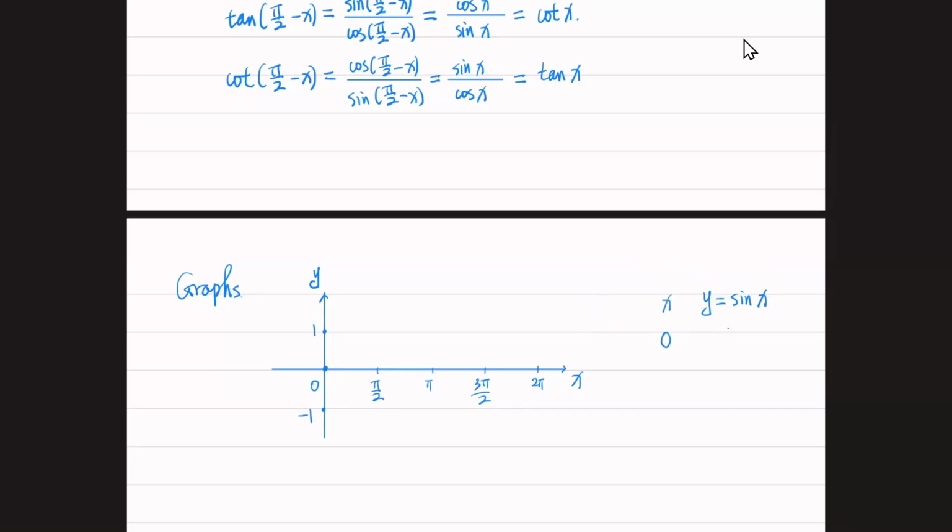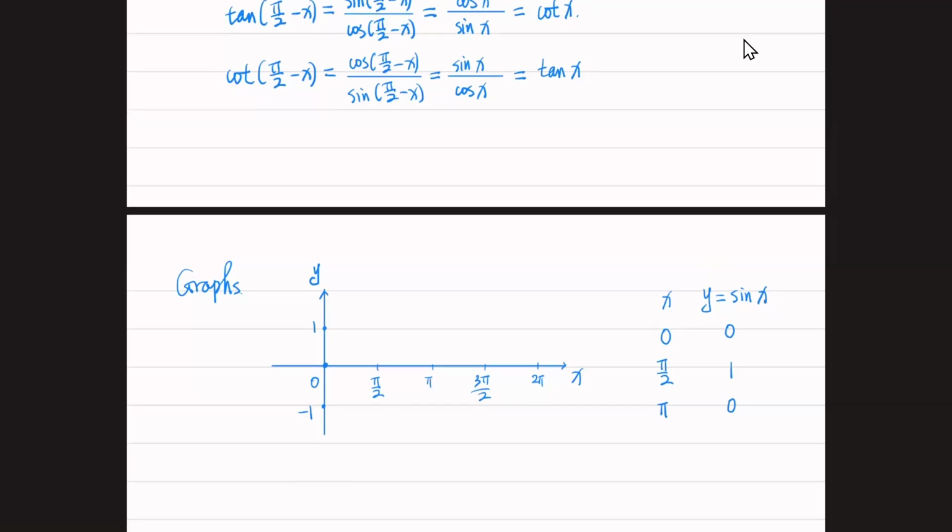Sine 0 is also 0. Sine of pi over 2 is 1. Cotangent of pi? No. Teacher, tangent 0 is undefined, correct? Okay, we will get there. Give me a few seconds. They're both undefined, I think.